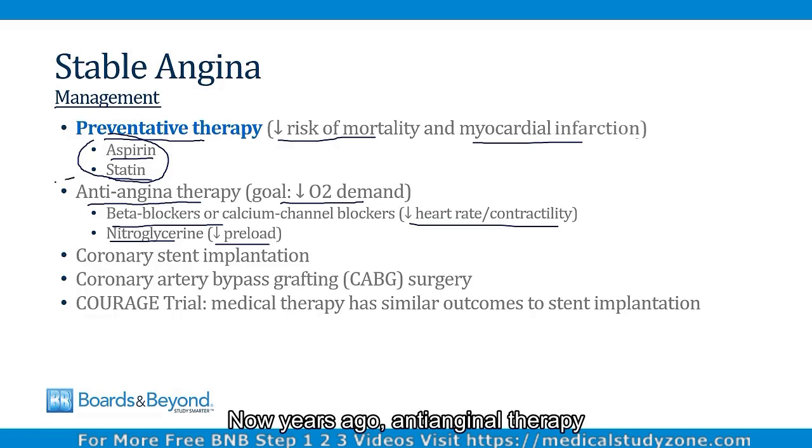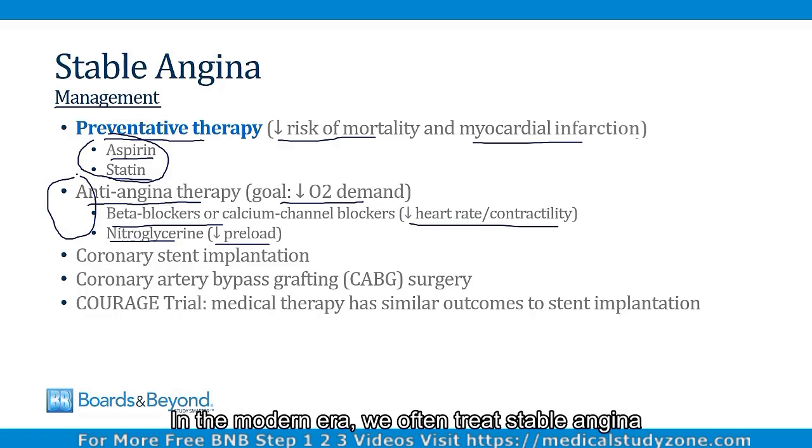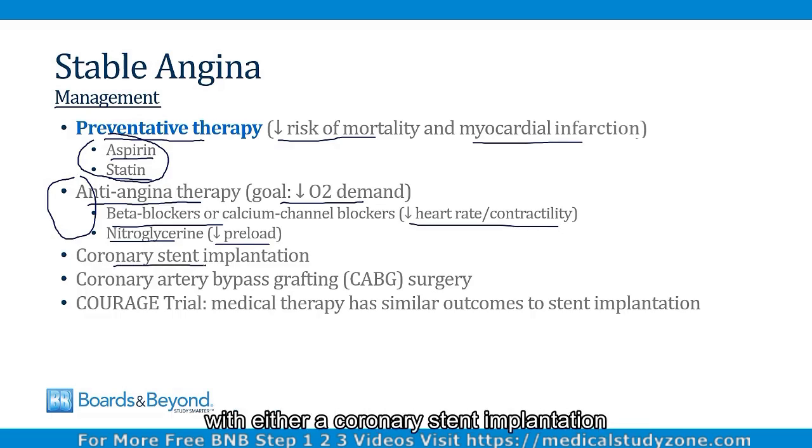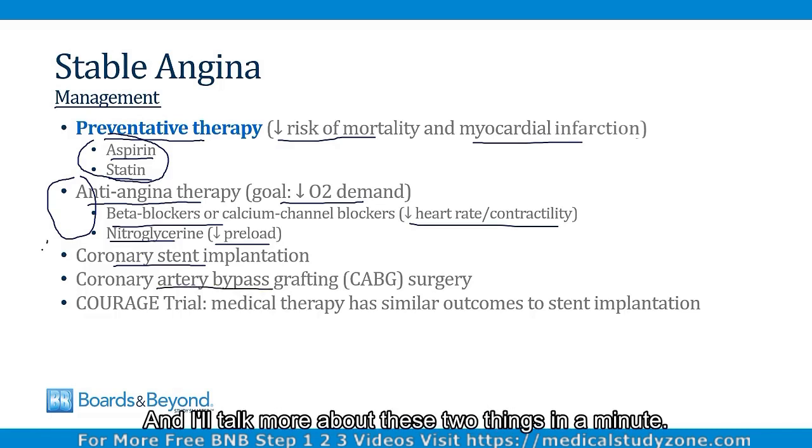Now, years ago, anti-anginal therapy was the mainstay of stable angina. In the modern era, we often treat stable angina with either a coronary stent implantation or a coronary artery bypass grafting surgery, and I'll talk more about these two things in a minute.